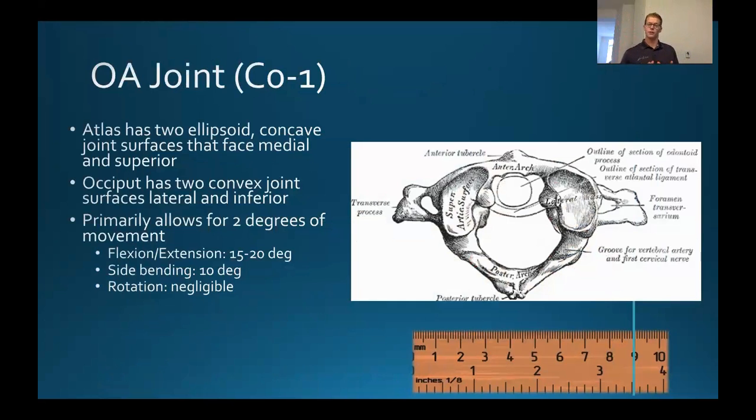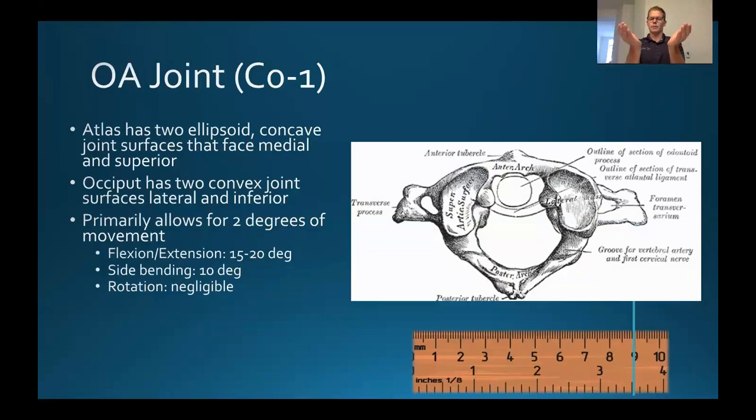Now, this is a little bit different part here. The OA joint and the AA joint have completely different arthrokinematics. And we're going to get into that after a brief talk about the anatomy. First of all, the atlas has two ellipsoid concave joint surfaces that are going to face medial and superior. And that's going to accept the occiput. It's going to match where the occiput is facing. So you can imagine if this is my atlas, these are my big surfaces that are going to accept the occipital condyles.